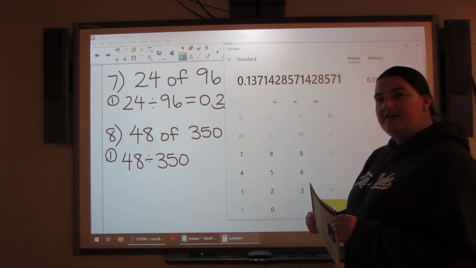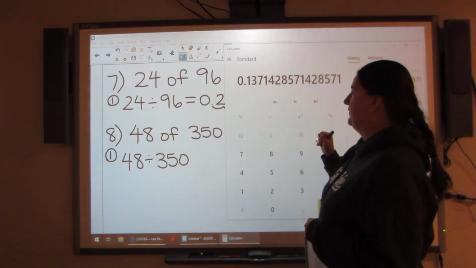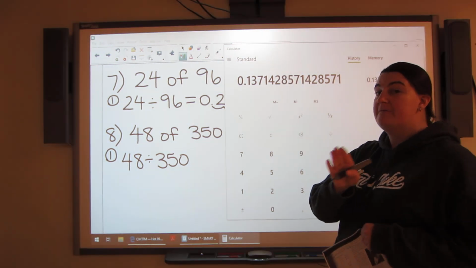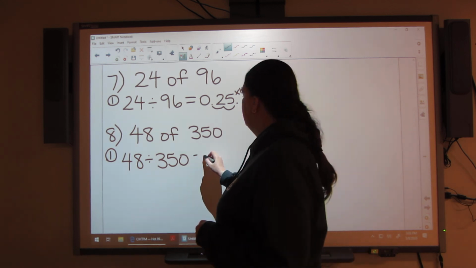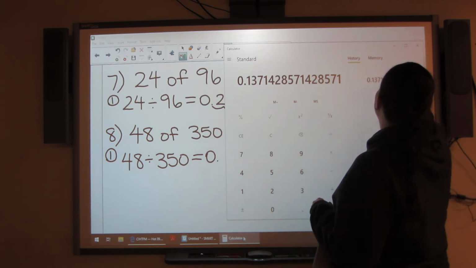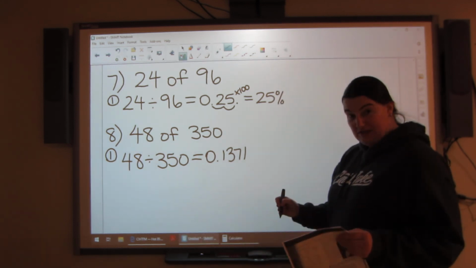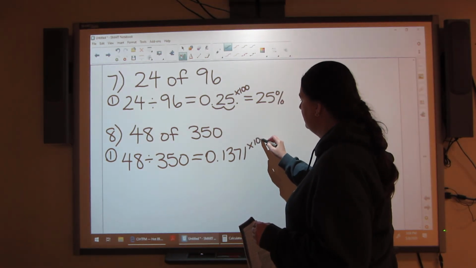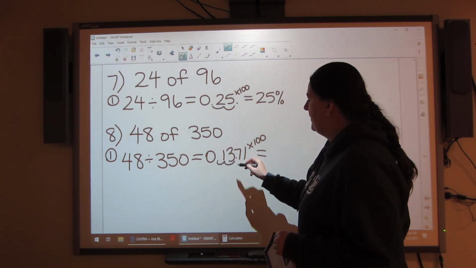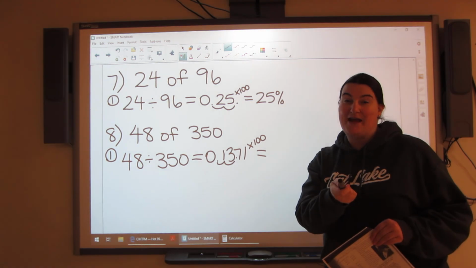So when you've got all these numbers, take the first 4 digits after the decimal. So 0.1371. Don't worry about the rest, just 4. Equals 1371. Now step 2, times by 100 to get your percent. So you move the decimal 2 spots so that it's now 13.71. This is where your rounding comes in.